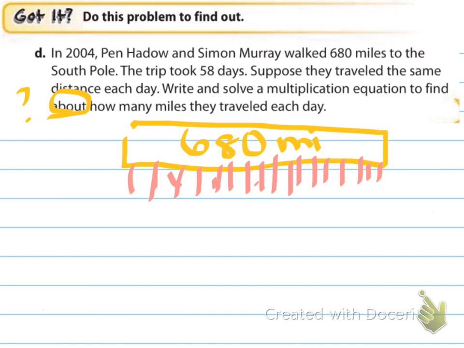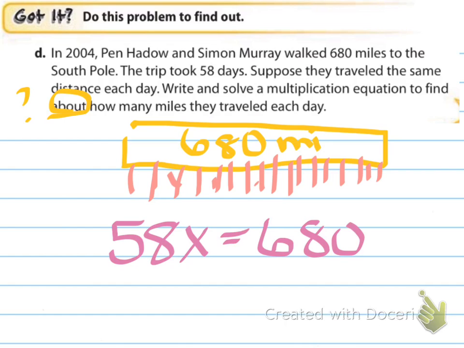We're going to say, okay, we've got 58 days times x equals 680 miles. So 58 days times x miles equals 680 miles altogether. So this is the right multiplication equation. Now we need to solve it.